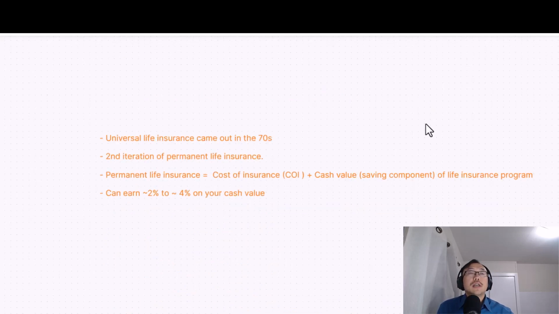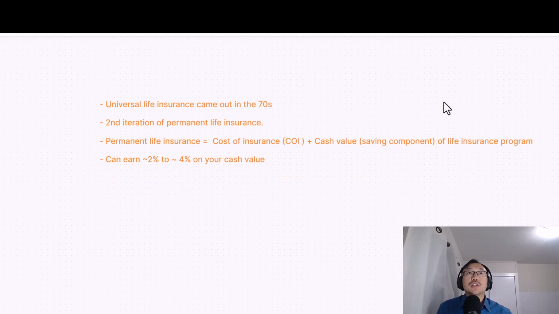So universal life insurance came out in the 70s, and it is the second iteration of permanent life insurance. And when I say permanent life insurance, just remember that permanent life insurance is just cost of insurance plus cash value, or the savings component of a life insurance program. The cash value in a permanent life insurance policy works the same, where a portion of your premium goes into the cost of the insurance and then the rest will go into the cash value.